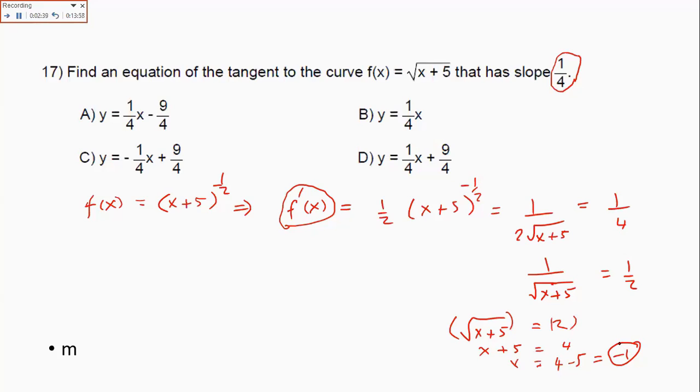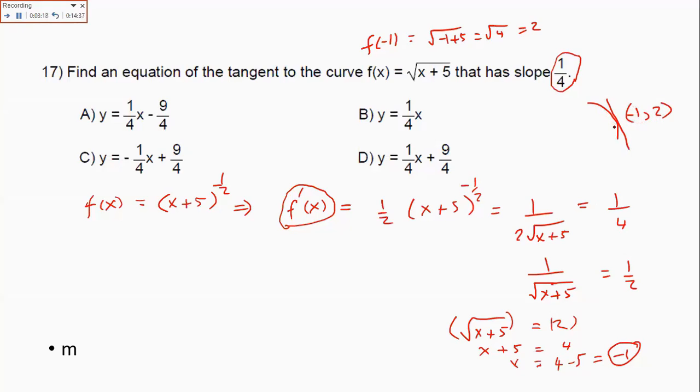So if x is equal to minus 1, what do you think our next step is? To find the value of y, right? We plug in x equal to minus 1 to find the value of y. f of minus 1 equals the square root of minus 1 plus 5, equal to square root of 4, equal to 2. So we have x equal to negative 1 and y equal to 2, and this is where the line touches the curve.